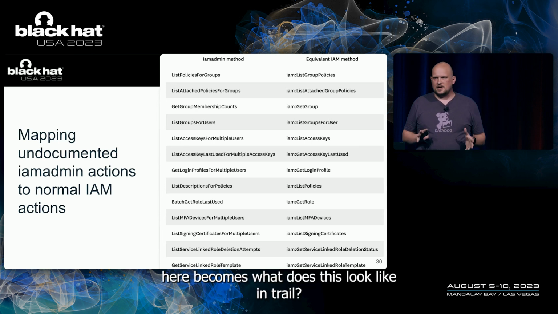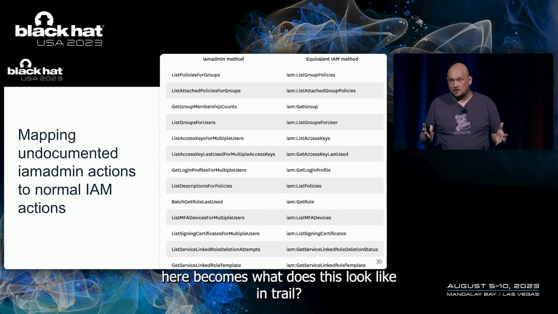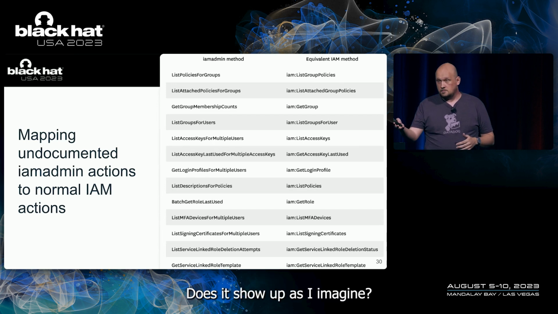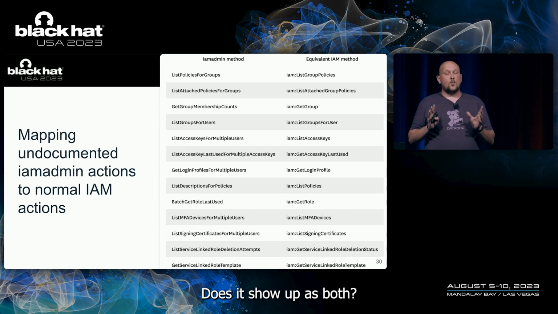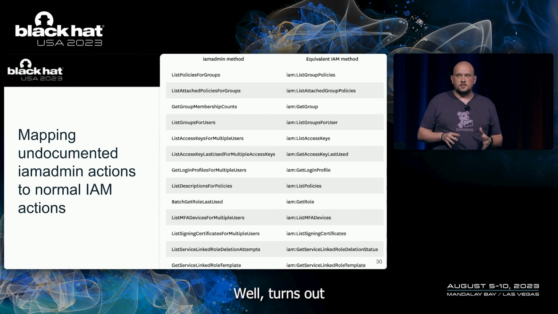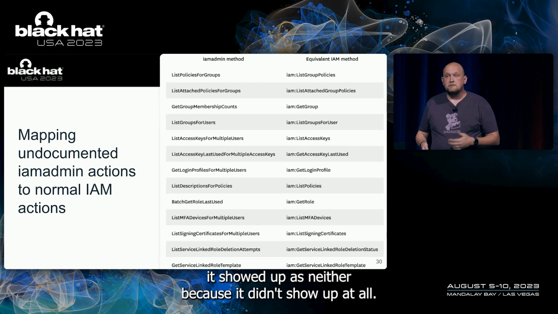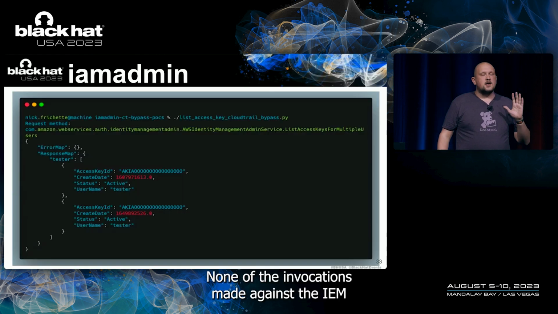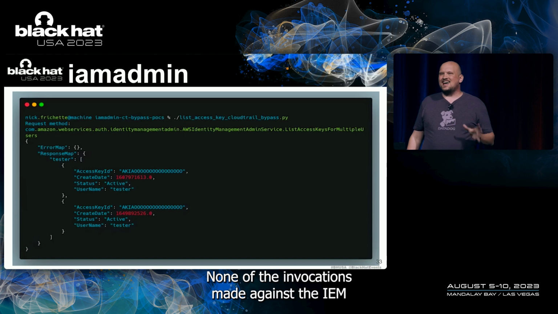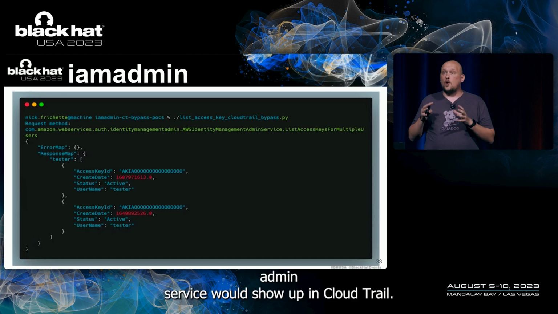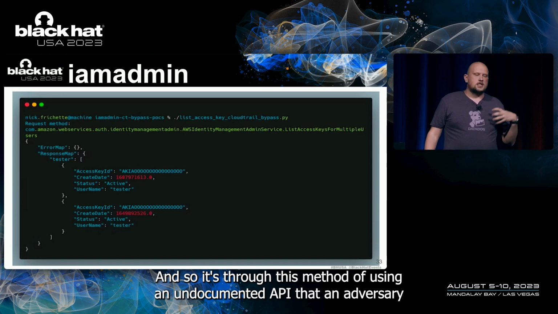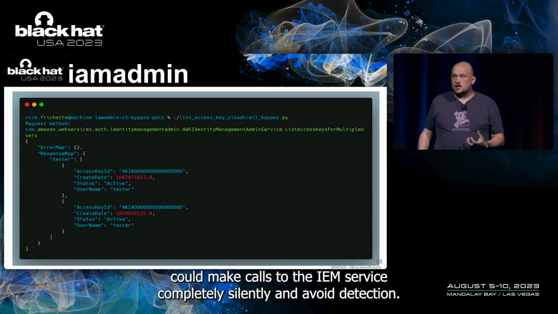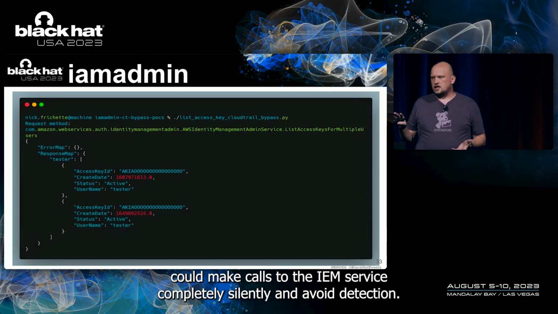Now, the question here becomes, what does this look like in CloudTrail? Does it show up as IAM admin? Does it show up as IAM? Does it show up as both? Well, turns out it showed up as neither, because it didn't show up at all. None of the invocations made against the IAM admin service would show up in CloudTrail. And so it's through this method of using an undocumented API that an adversary could make calls to the IAM service completely silently and avoid detection.